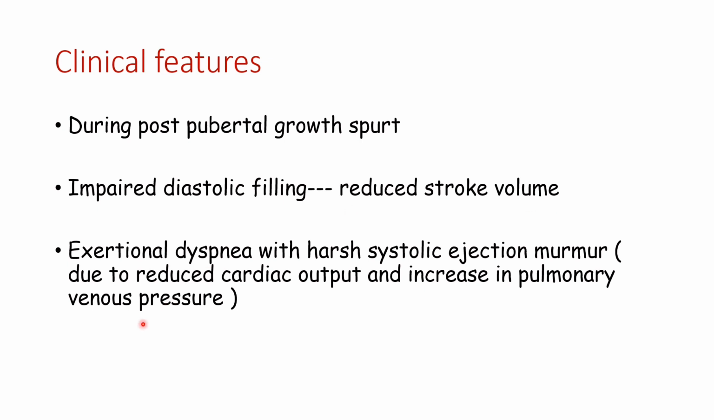Then there is exertional dyspnea. Dyspnea means breathlessness on exertion with a harsh systolic ejection murmur. This happens due to reduced cardiac output and increase in pulmonary venous pressure. That is secondary increase in pulmonary venous pressure.